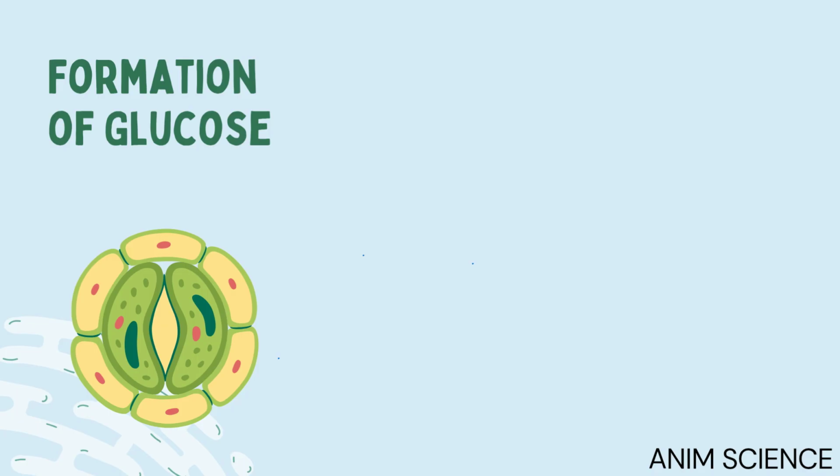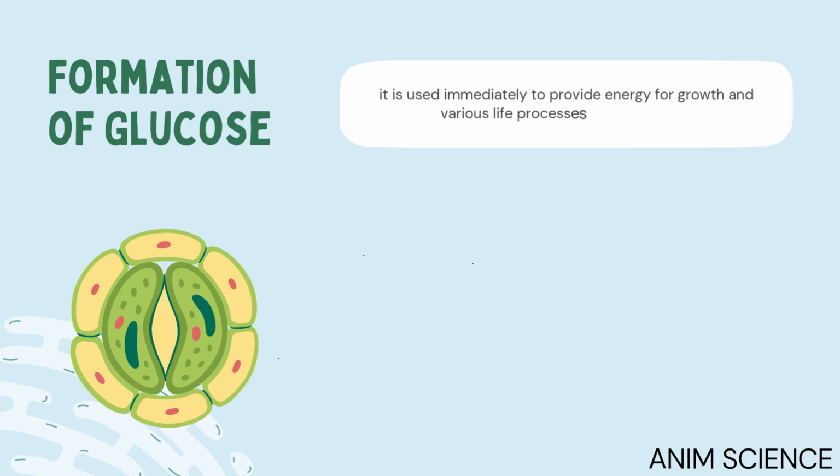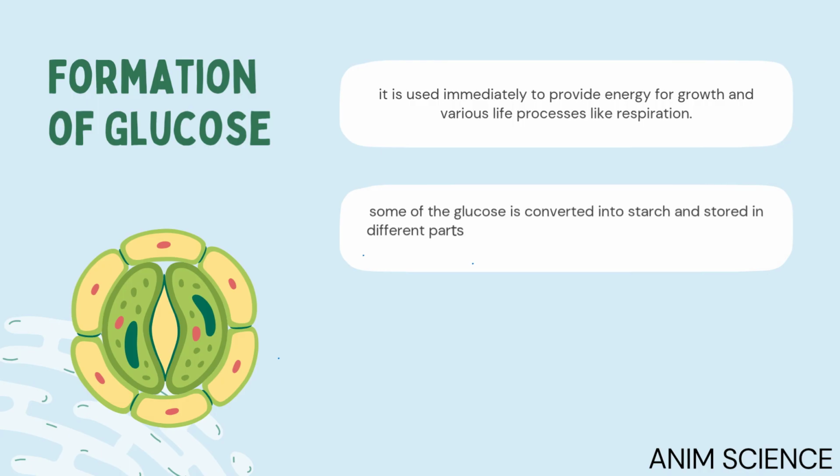Once glucose is produced, the plant uses it in different ways. First, it is used immediately to provide energy for growth in various life processes like respiration. Second, some of the glucose is converted into starch and stored in different parts of the plant such as roots, stems, and leaves for future use.